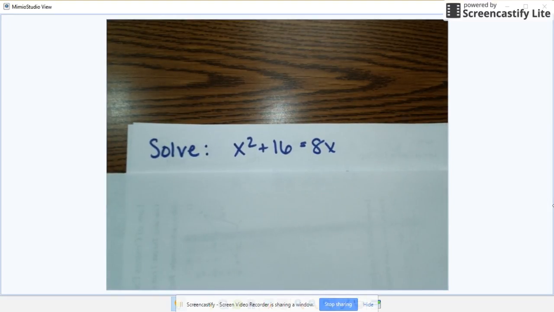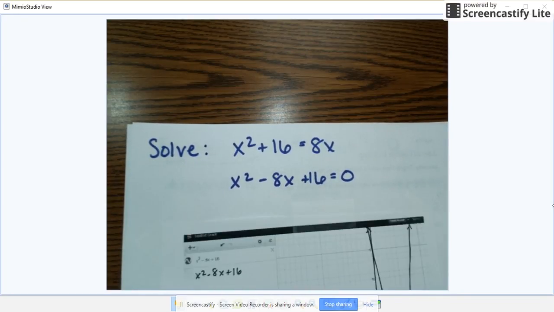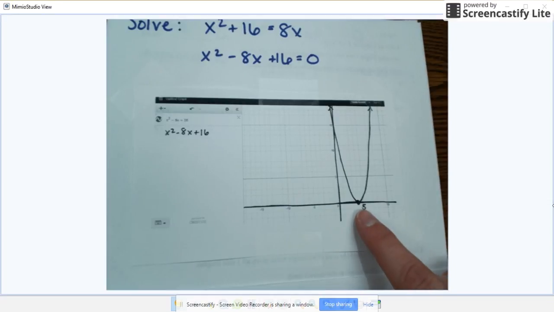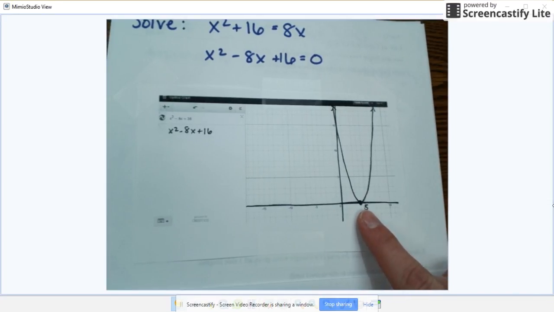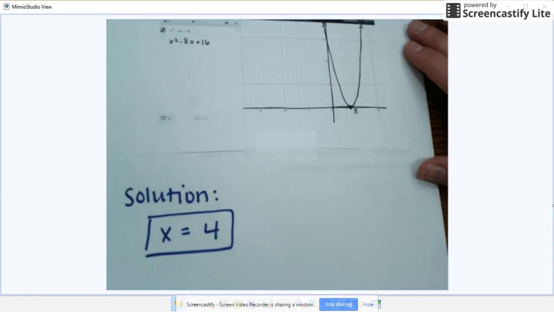Same thing. We're going to solve by graphing x squared plus 16 equals 8x. You need to put it in standard form in order to graph. So you'd have to subtract your 8x over to the other side. x squared minus 8x plus 16. Desmos gives you this graph. Here's an example of a quadratic that only has one solution. It only crosses our x-axis one time, or touches our x-axis one time. So these units go over by 1. So there's 5. It's not quite to 5. That x-intercept, or our solution, is at x equals 4.